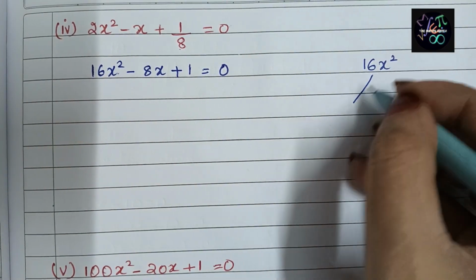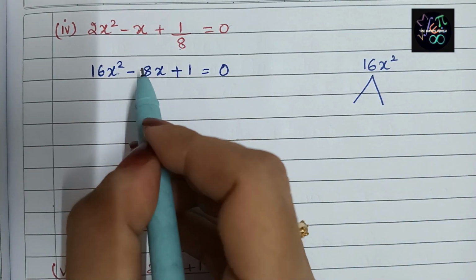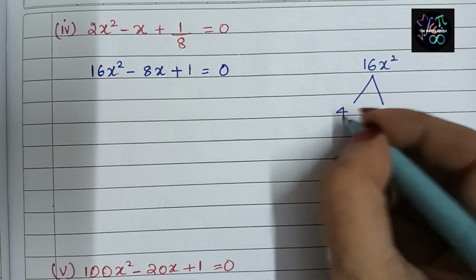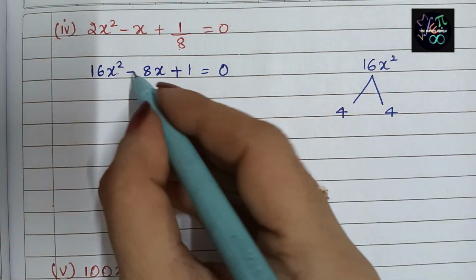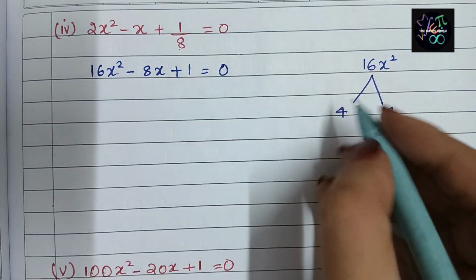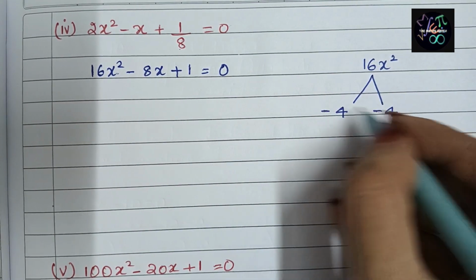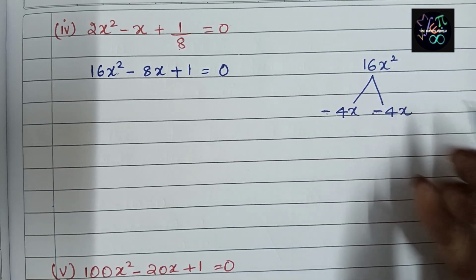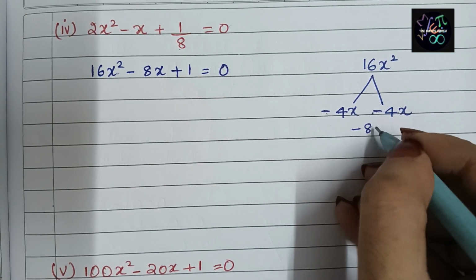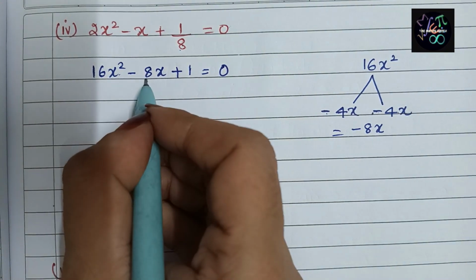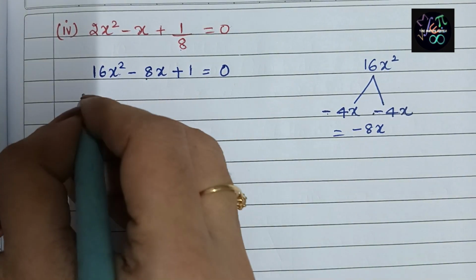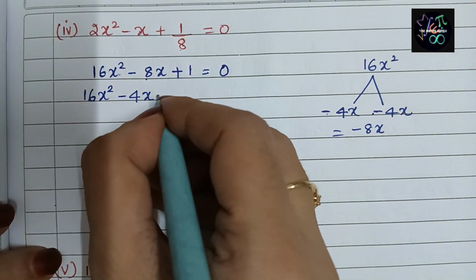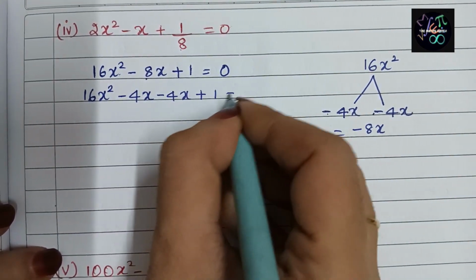We have to find two such numbers. When we add or subtract, we should get minus 8. So which number? 4 4s are 16. But both minus. Because if we do both minus, then only we can do plus. Minus 4 minus 4 is minus 8. So we got the minus 4x and minus 4x is minus 8x, and we want minus 8x only in the middle. So let us substitute 16x square minus 4x minus 4x plus 1 equal to 0.